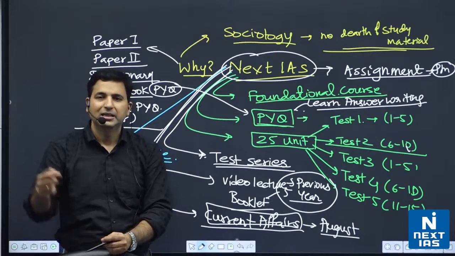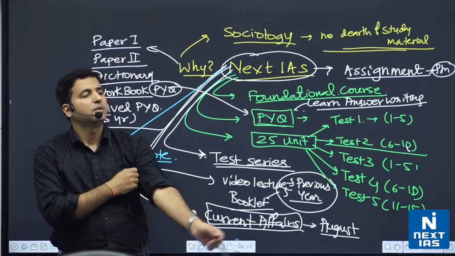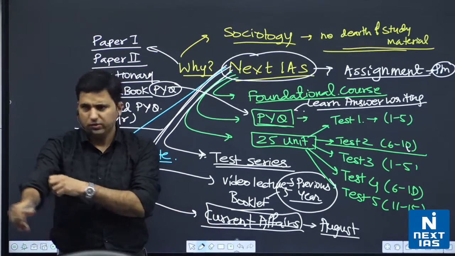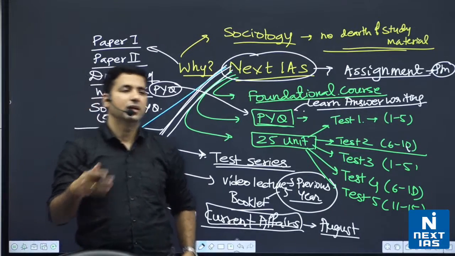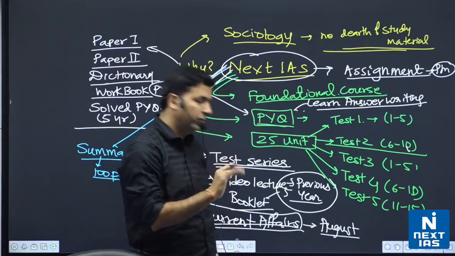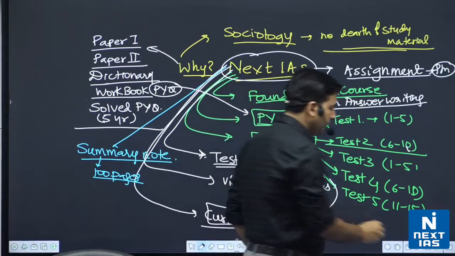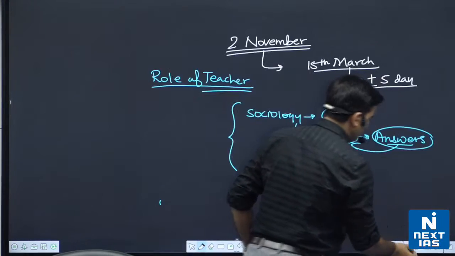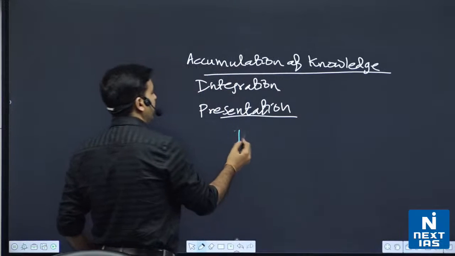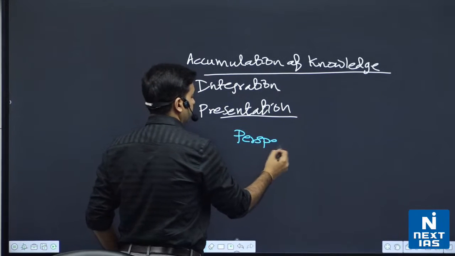For example, in citizenship the T.H. Marshall perspective is considered more important, so we can mention their name. Similarly, there are one or a few thinkers, but ultimately we need not cram any thinker. What you need is just one thing, that is understanding the perspective.